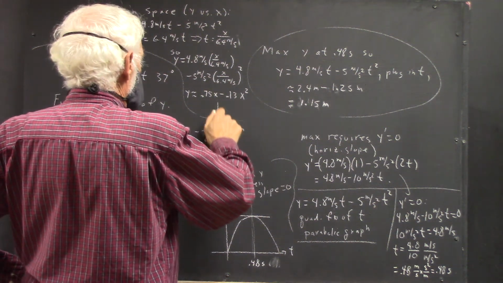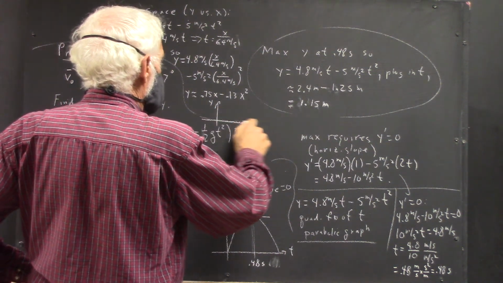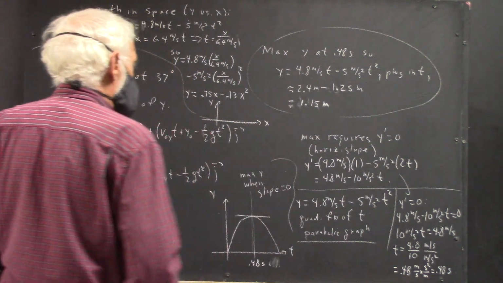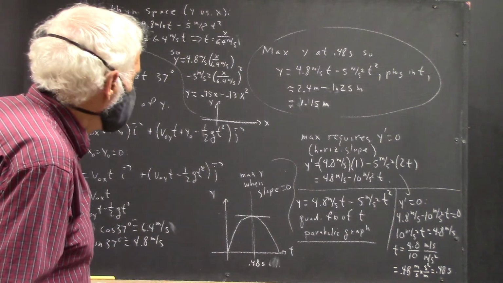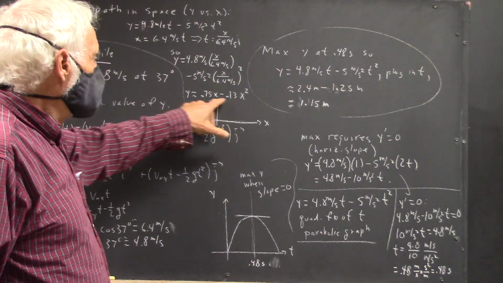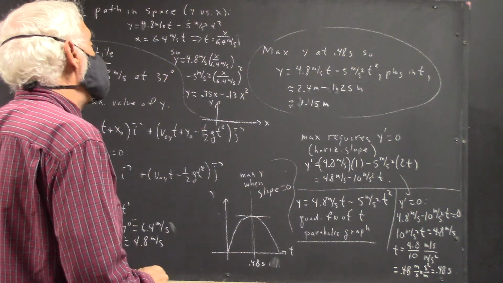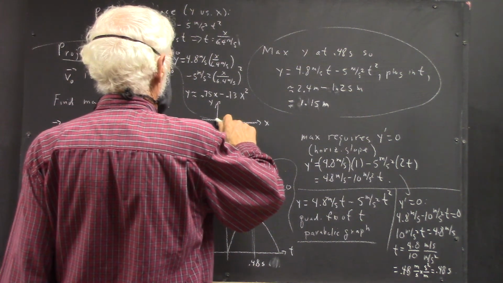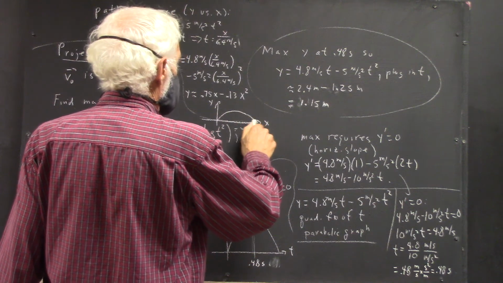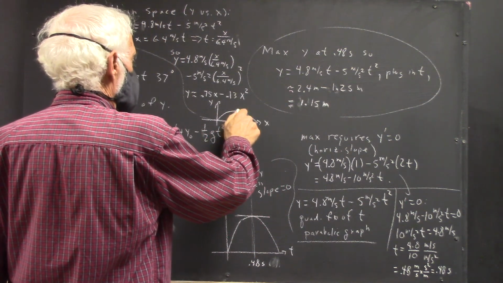So now we can do the graph of y versus x, and we could find the point at which this is a maximum. So we've got a new parabola.